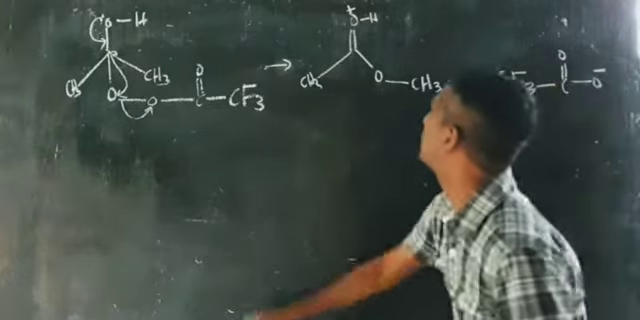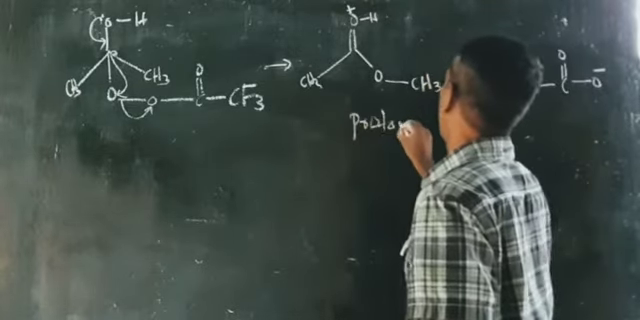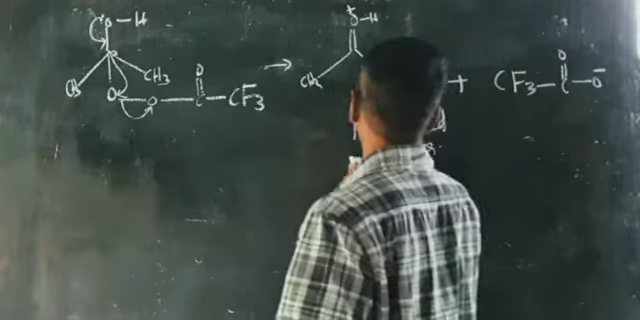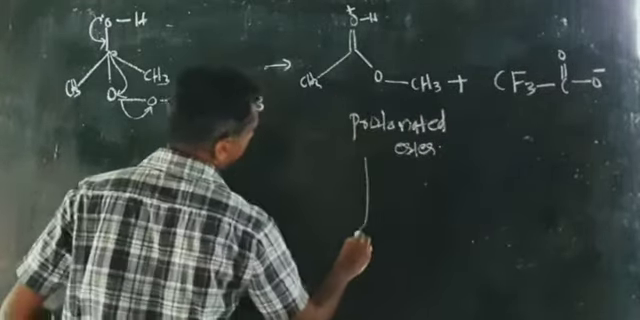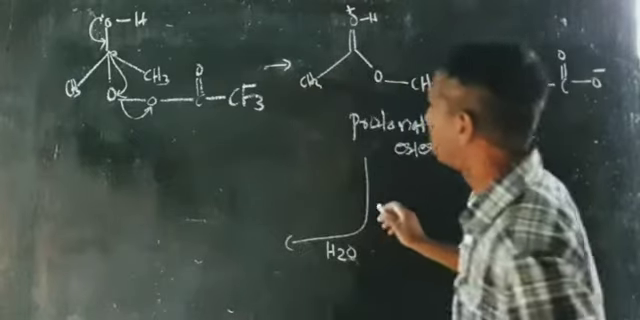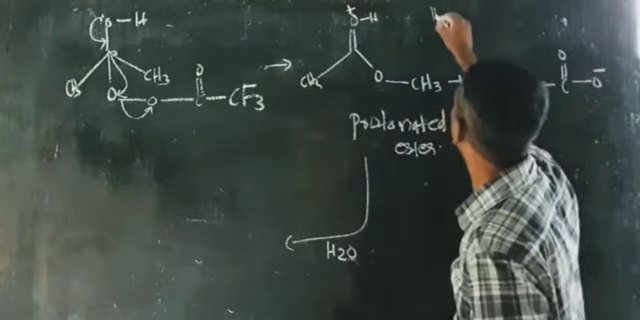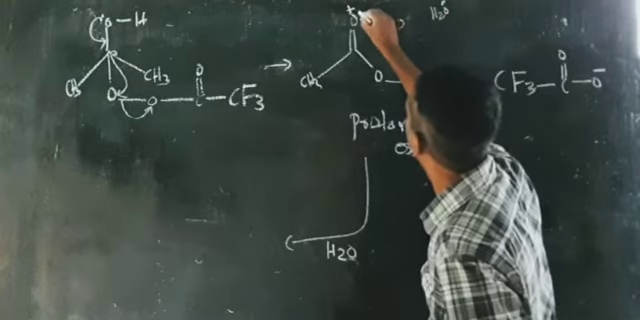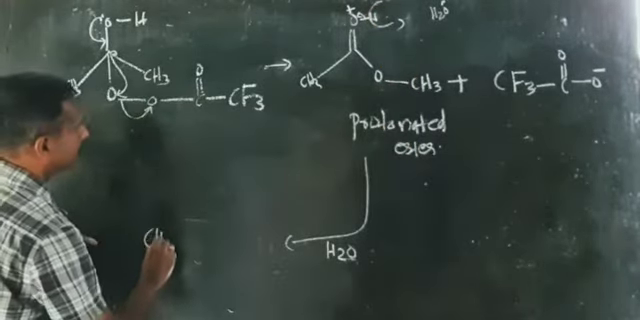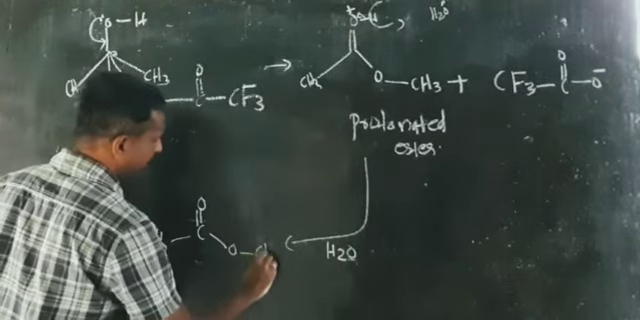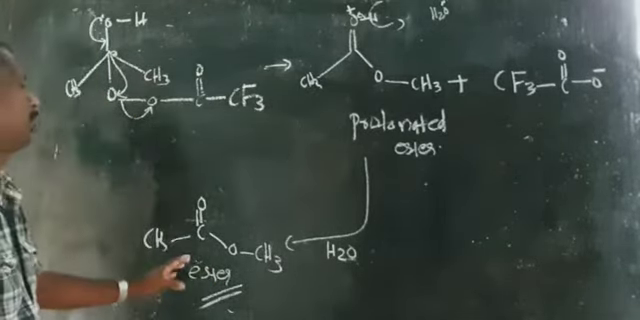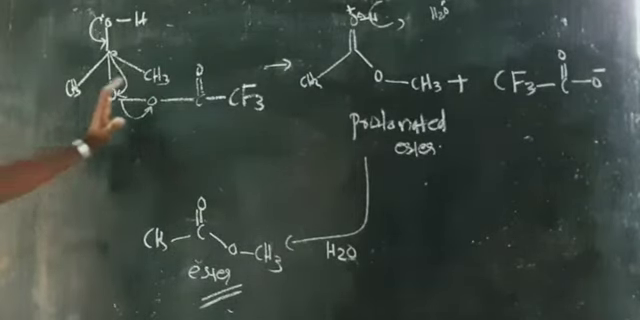Actually, this is a protonated ester. We are getting a protonated ester, and in the next step, the H2O water molecule will abstract a proton. In the next step, H2O abstracts a proton, and you will get CH3, C double bond O, O, CH3. This is the ester. You can see that the alkyl group is migrated from carbon to oxygen, and we get the ester. This is the mechanism of this Baeyer Villiger rearrangement.